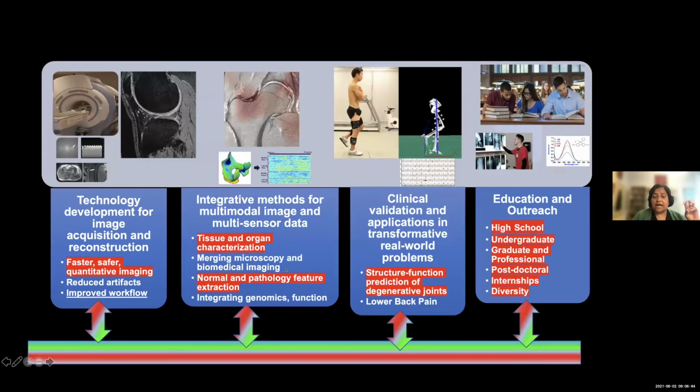The data are analyzed, and there's tissue and organ characterization, normal and pathological feature extraction. Ultimately, the idea is to integrate some of these imaging features with genomics and function, and applying it to clinical applications, which are real world problems, and basically would transform the lives of humans in the next several decades, possibly.